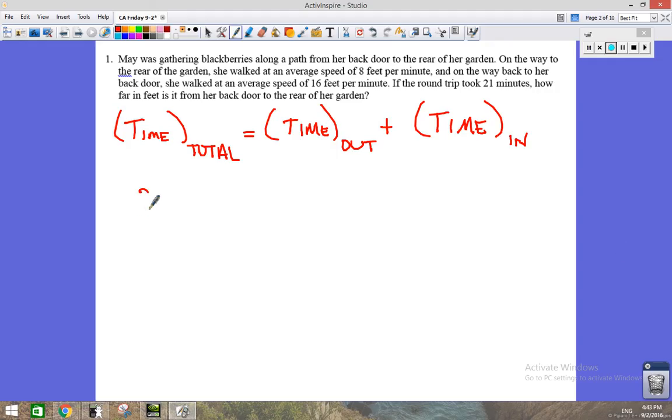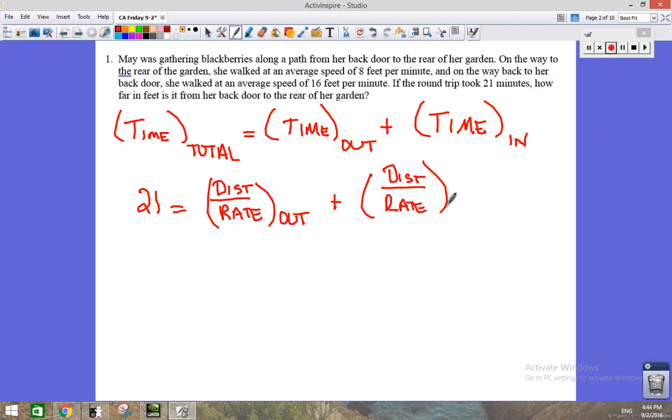If that total time is 21 minutes, on the right hand side we've got time. Time is equal to distance divided by rate. And that's as she's going out, picking the berries, walking away from the home. And here, distance divided by rate, as she's finished picking the berries and she's returning to go back inside the house. So the distance is the same. Let's let that distance be x.